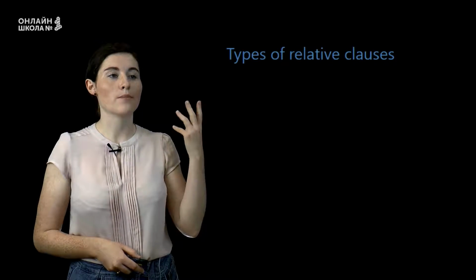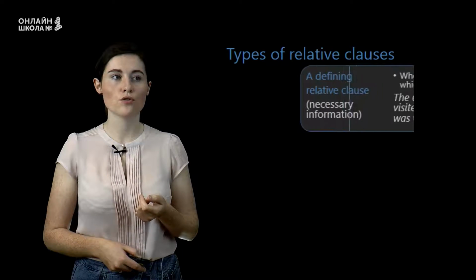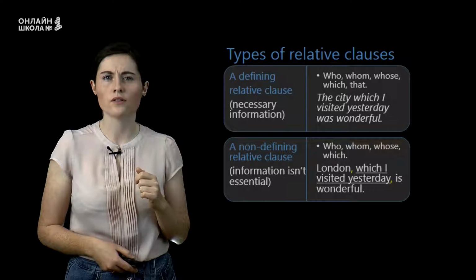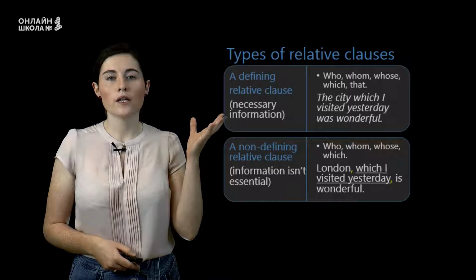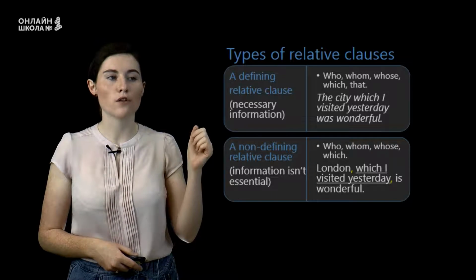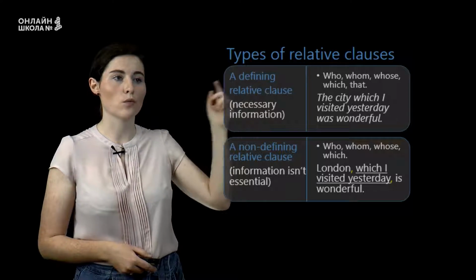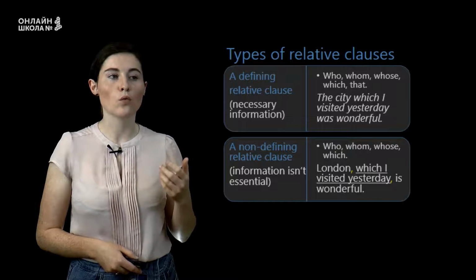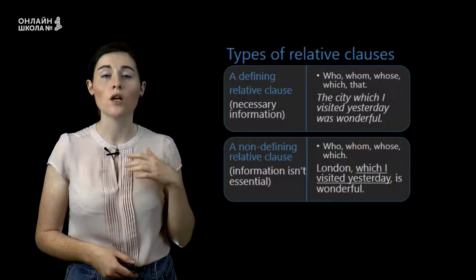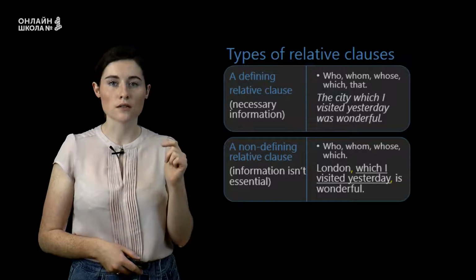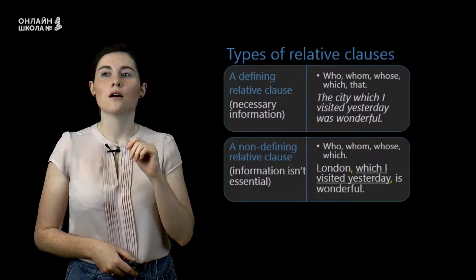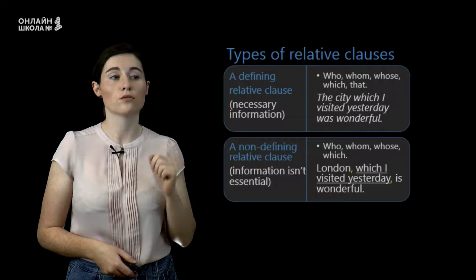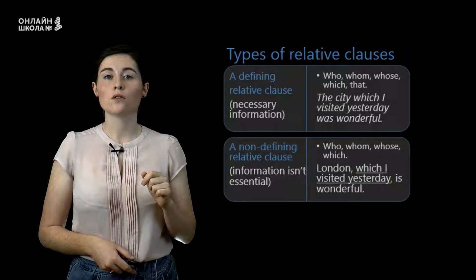Now, which types of relative clauses do we have in English language? It is a defining relative clause and a non-defining relative clause. What are they? A defining relative clause contains necessary information and it is introduced by the words who, whom, whose, which, and that. For example, the city which I visited yesterday was wonderful. So the information which I visited yesterday is important because if we don't have it, we won't understand which city we are speaking about.